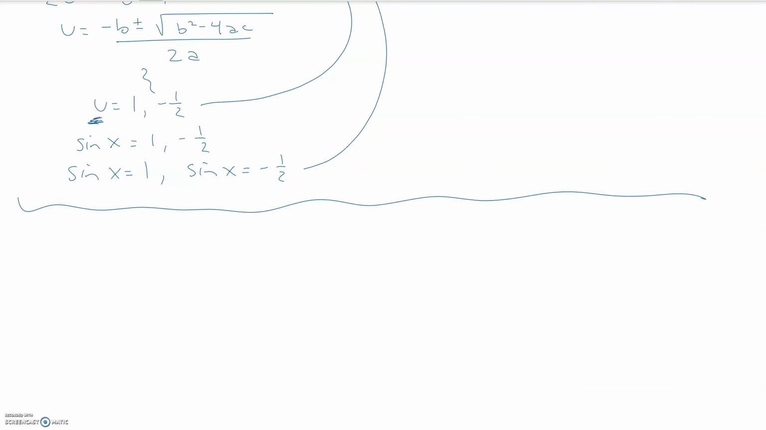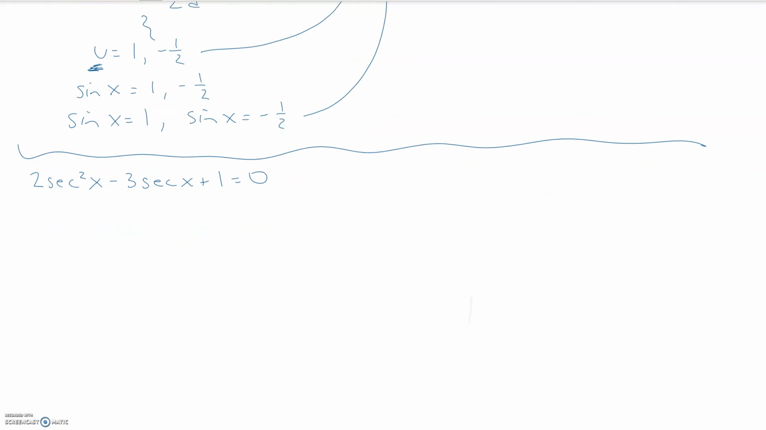How about you guys try this one? See how it goes. Pause the video once I've got it written down and see what you can do with it. 2 secant squared x minus 3 secant x plus 1 equals 0. See what you can do. Pause the video. Come back when you're done.